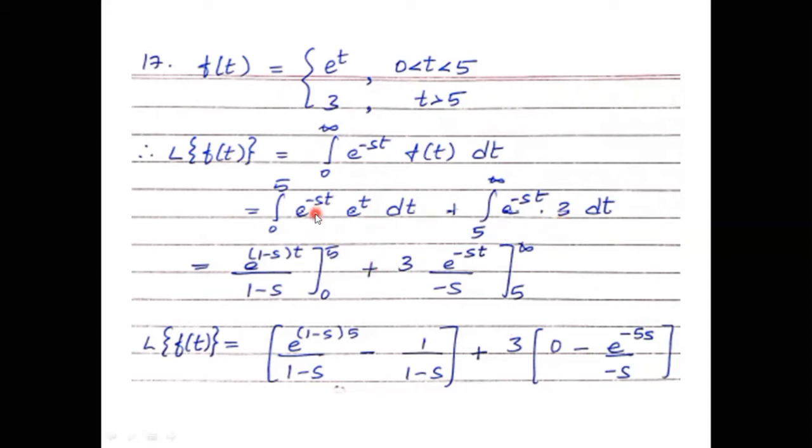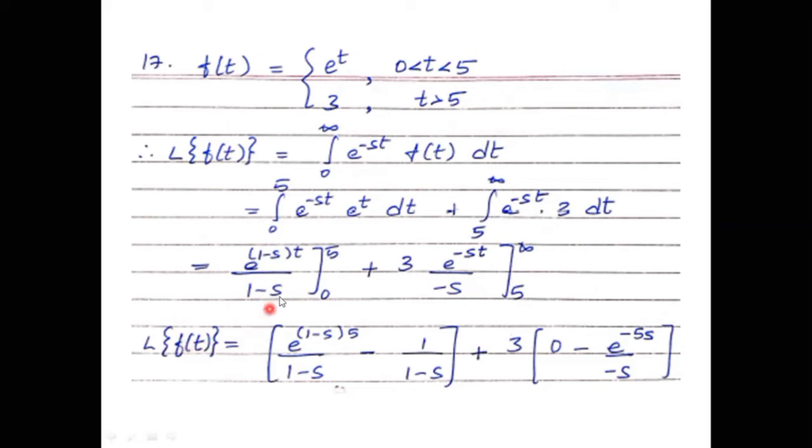See here, I can write this using the law of indices as 1 minus s into t. Here I can write this e power t as e power 1 t, and here it is minus st. In both the exponentials t is common. When you take that t common, you will get 1 minus s. And when you integrate that, you will have e power 1 minus s into t divided by 1 minus s, between the limits 0 to 5. And I've taken that constant 3 outside, and I've integrated this, that is e power minus st by minus s, between the limits 5 to infinity.